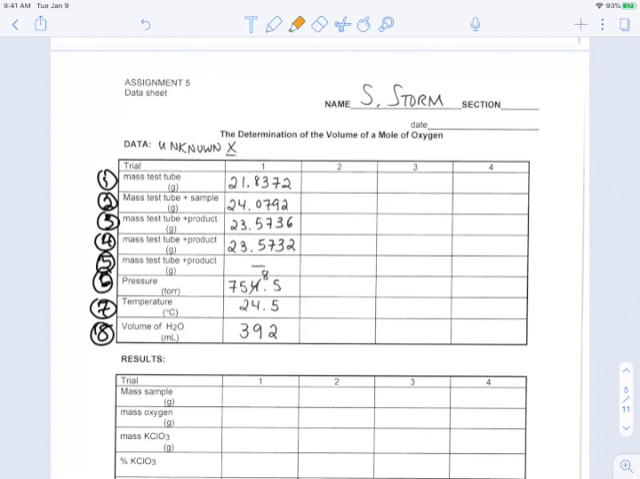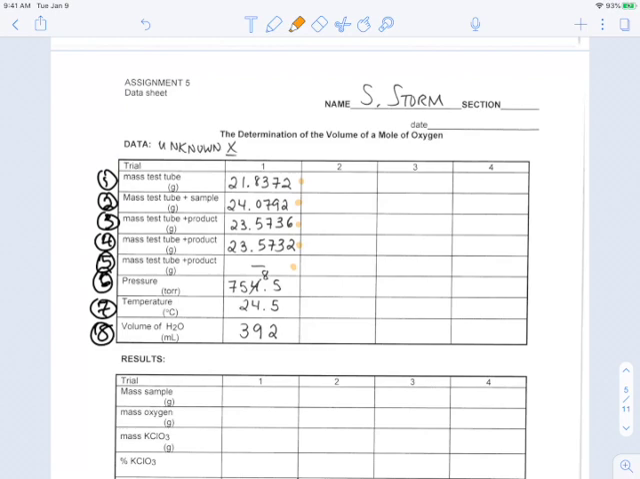Notice that Susan had here the mass of the empty test tube, and then the mass of the test tube plus her sample. And then after the first cycle of heating, she had the mass of the test tube plus her product. And then she had the same result, the same entry here after the second round of heating. Because those were, and I'll show you later, within the limits that we established for heating to constant mass, she was not required to do a third round of heating here.